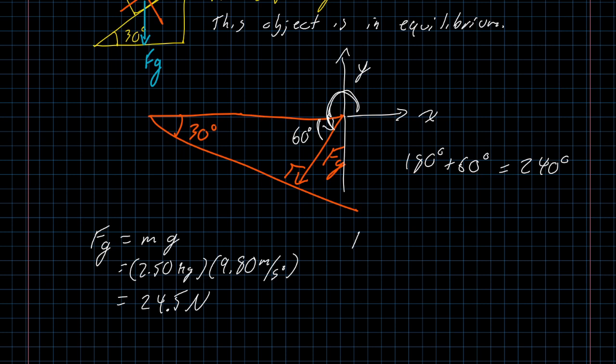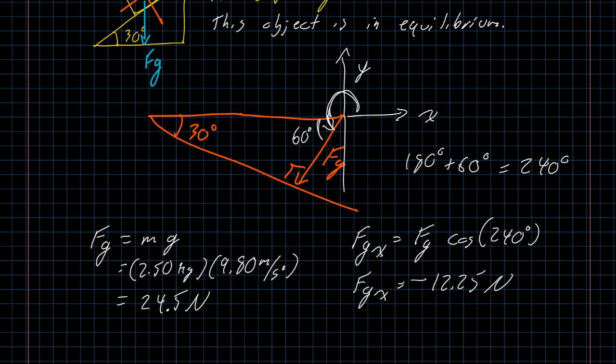But now, I need my components. The x component is the magnitude times the cosine of 240 degrees, because I've gone and figured out what that angle is in standard position. So 24.5 times the cosine of 240, my calculator tells me, is negative 12.25 newtons.